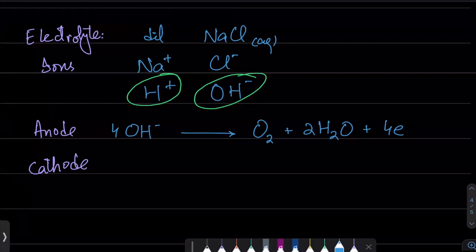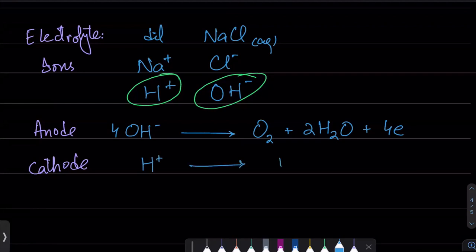Similarly, when you have a cathode, you have H positive there. So H positive will go, it will form hydrogen gas. How? H positive, you need 2 of them and they will gain 2 electrons. And that is how you get hydrogen gas.